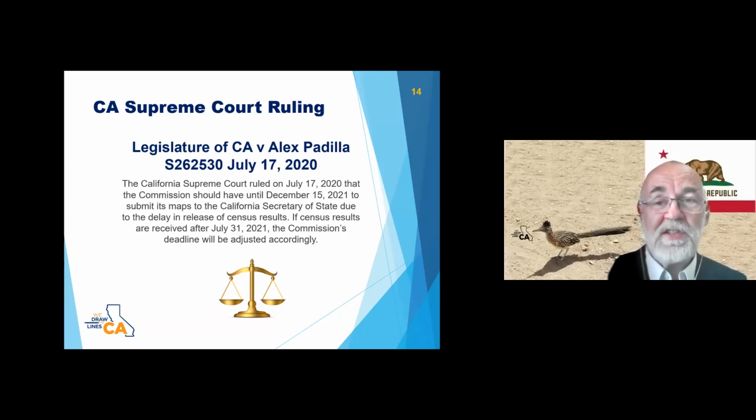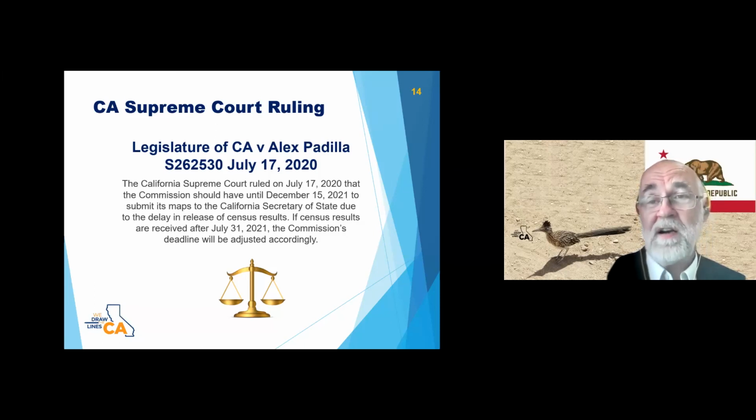Fortunately for us, last year, the state legislature filed suit in the California Supreme Court to compel the Secretary of State to accept maps from us after that August 15th deadline. And so on July 17th of last year, the California Supreme Court ruled that the commission should have until December 15th of this year to submit its final maps to the Secretary of State. This was assuming that the state would receive the redistricting data by July 31st. The Supreme Court also ruled that if the census results are received by the state after July 31st, the commission's deadline would be adjusted on a day-for-day basis to account for that additional delay.